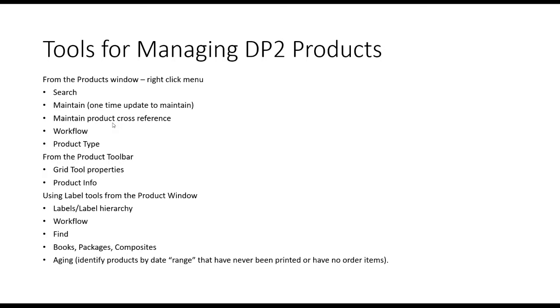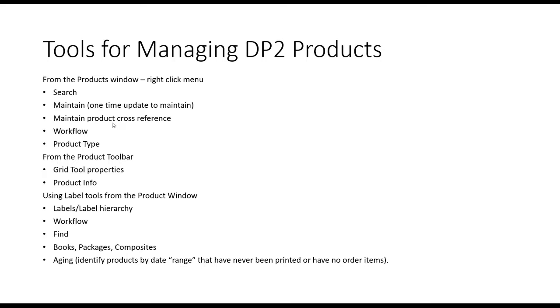So this is just a list, and again, I'm going to talk about some of the basic search and maintain product cross-references. Both of those have been there for a very long time. There is a one-time update to maintain that's been added recently that I do want to go over. Talk a little bit about product types and workflows, which is really just going to allow me to go into products from edit. I want to talk a little bit about the product info and some of the grid tools. I've got a couple of new small things in it.